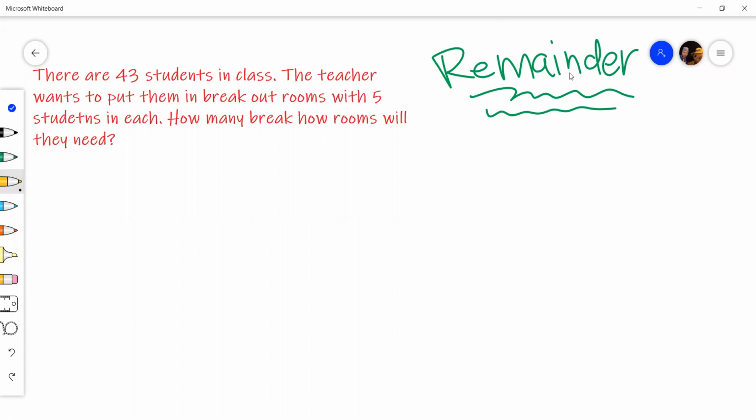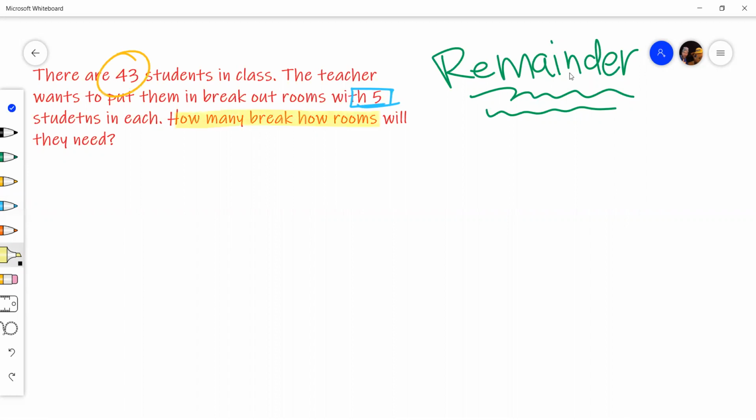We're just going to get into this and model it to get us thinking. We see here, very relevant moment. We have 43 students in class and the teacher wants to put them in breakout rooms. Oh, thank you, online learning. And they're going to put 5 students into each breakout room. So the question is how many breakout rooms will they need to set up, right?